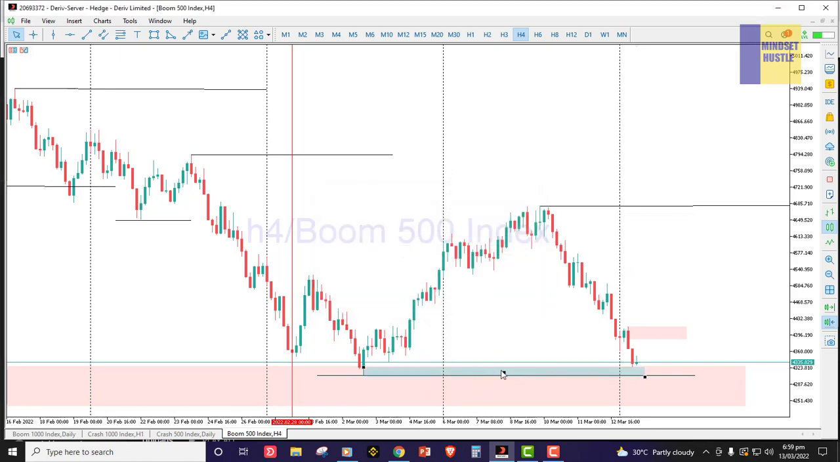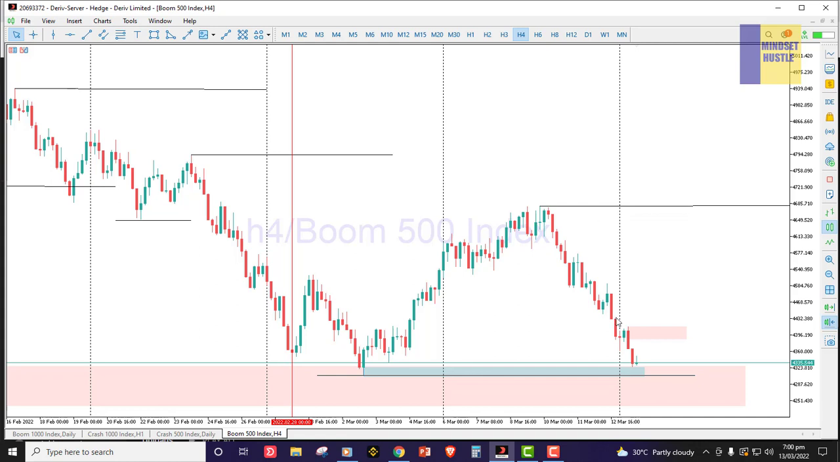All right, so now that we have also tapped into an H4 demand zone, you should know that if a zone is found within a zone, that zone is very strong to push price. So the probability of price breaking through this is high. The probability that we will have a spike going through these zones, breaking supply and creating demands, until we get to this previous high that was created.